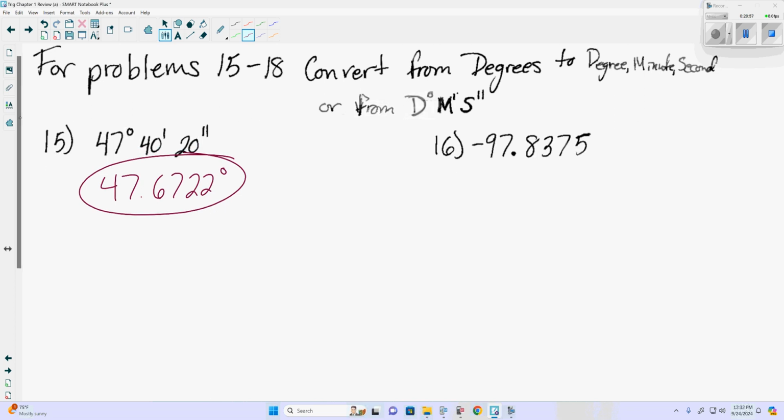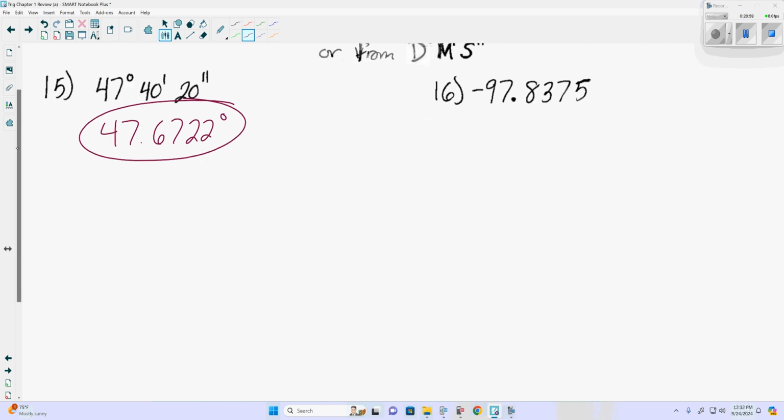If you wanted to do this, not by hand, but kind of, it would be 47 plus 40 over 60 plus 20 over 3,600. We could type that in and get that there. Wait, although does this have to be in Graphing? Yeah. So the degrees, minutes, seconds, or we can just type it in. The graphing calculator will do it. The 30XS might do it. I just haven't taken the time to figure it out.